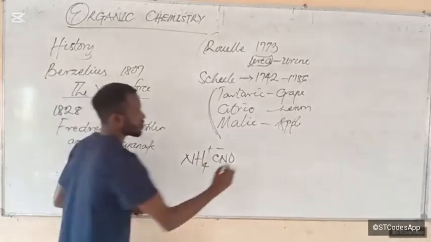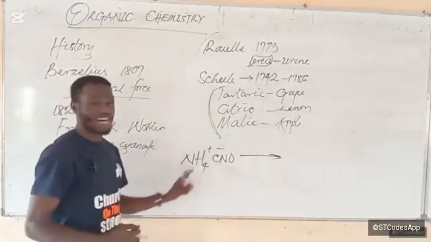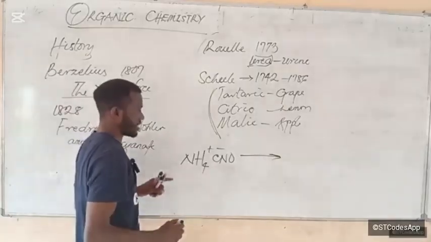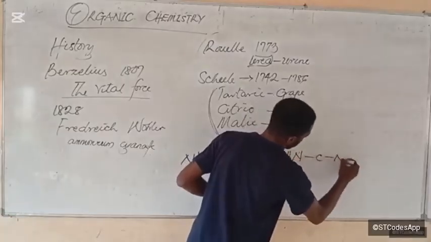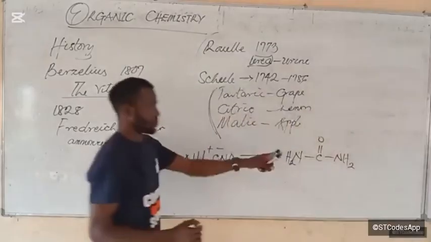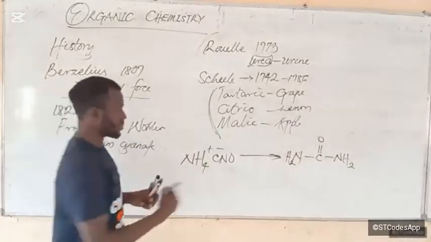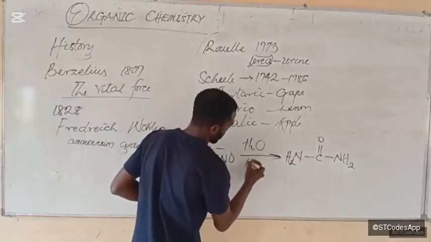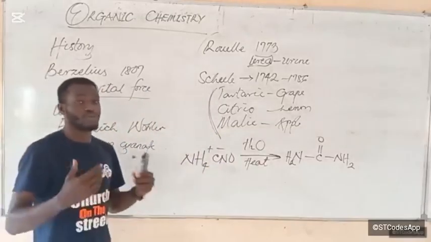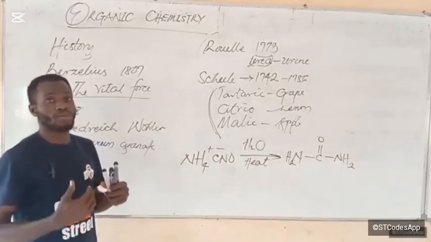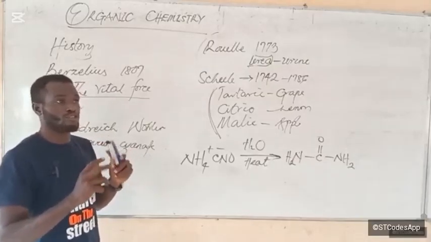So by boiling, he discovered that there was a rearrangement. What happened was just a rearrangement of the atoms that make up the ammonium cyanide, and he was able to synthesize urea. And that's the chemical formula of urea, which he was able to synthesize. So by the end of his experiment, the idea of the vital force began to stagger, it began to shake.